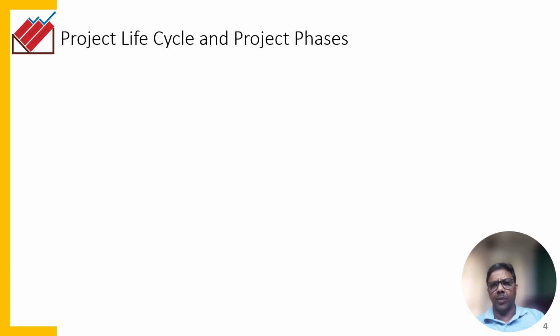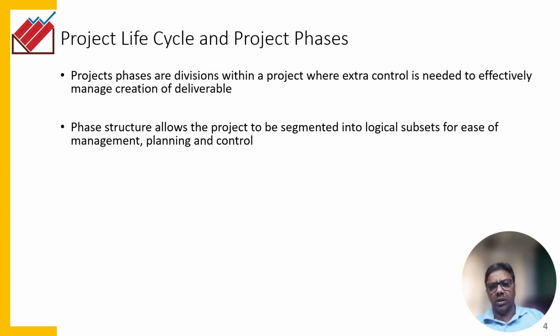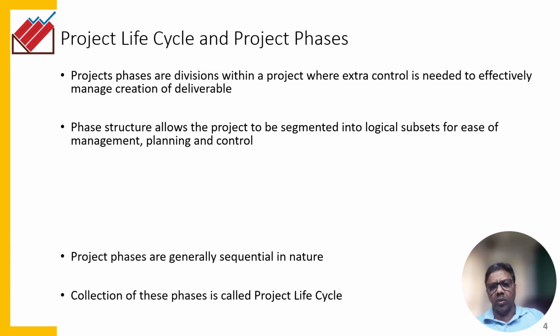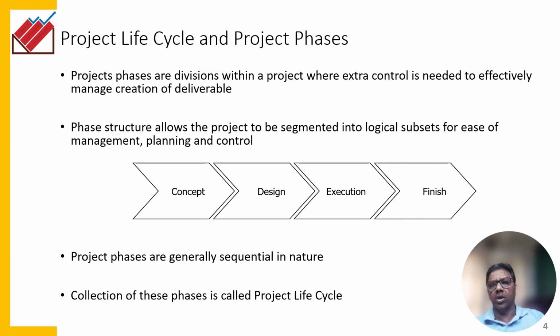So let's take an example of somebody trying to create a house. Now, when you're trying to create the house, you don't want to reach the end and then suddenly realize that you have not created the house that you were actually dreaming of. That's why in the project lifecycle phases, we are going sequentially, trying to understand what is to be created and getting sign offs intermittently through the concept, design, execution, and finish phases. Together, these four phases are called the project lifecycle.